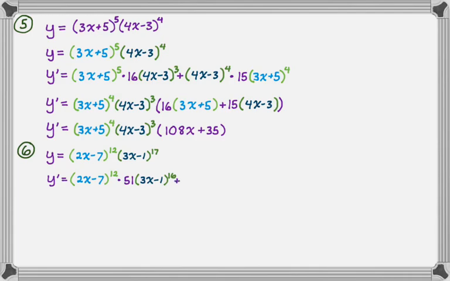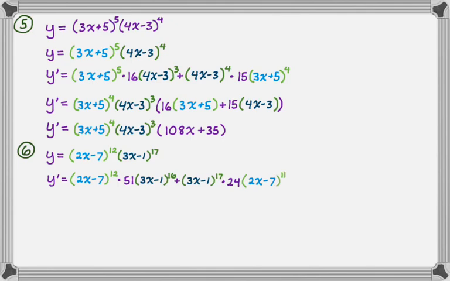Plus, because we're using the product rule, the second, which is (3x minus 1) to the 17th, times the derivative of the first, which involves the chain rule. So we're going to bring down the 12 by the power rule, but we're going to end up multiplying by a 2 because we need the derivative of the inner function. So we got 12 times 2 is 24. The quantity (2x minus 7) to the 11th because we subtract 1 from the exponent.